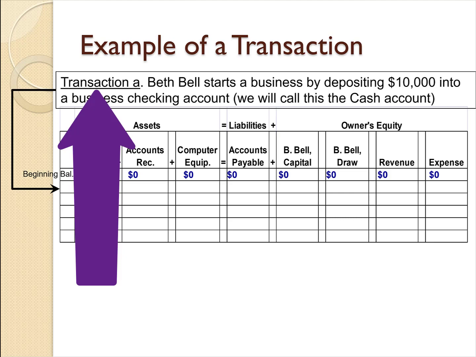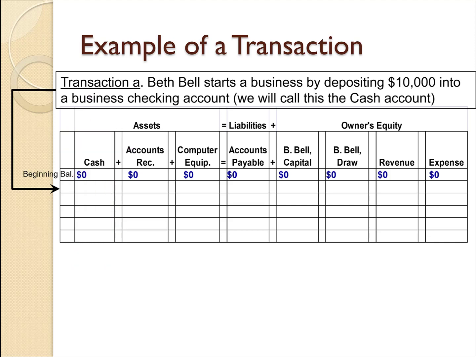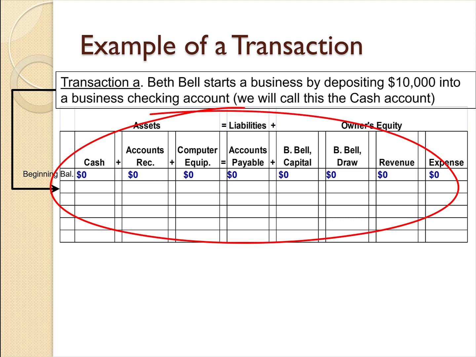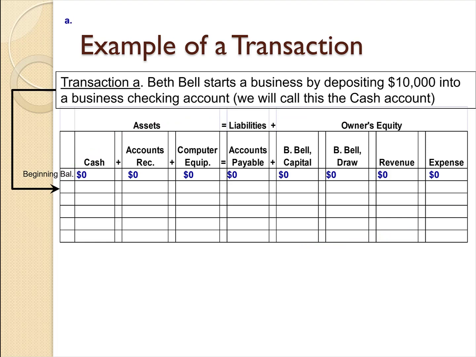So Beth Bell, she must be the owner of the business. Beth Bell starts a business by depositing $10,000 into a business checking account. And of course, we will call that the cash account. So in this grid system that we're going to use in Chapter 1 to learn how to record transactions, we're going to list the first transaction as Transaction A. In future chapters, you'll see that we'll just use the date.